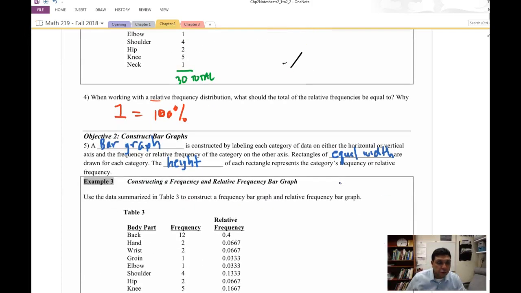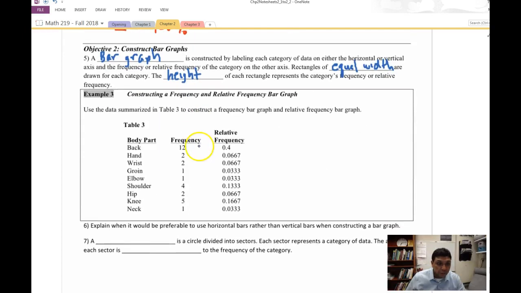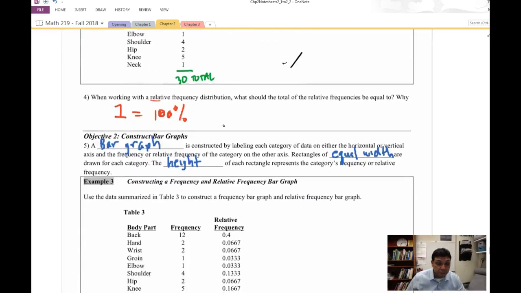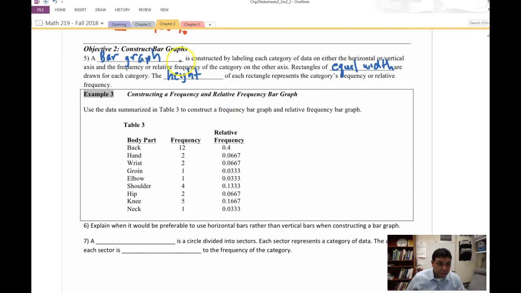Okay, this is part 2 of our chapter 1, 2.1 lecture. We just studied frequency distribution tables, or relative frequency distributions or tables. And now we're looking at the next situation, which is a bar graph, which I think you're very familiar with.